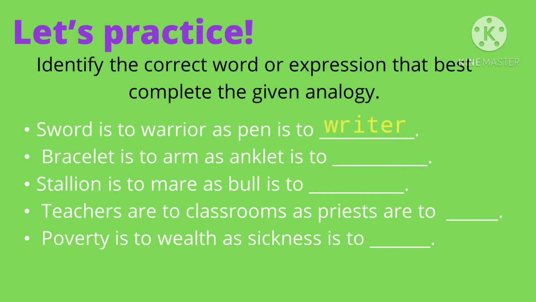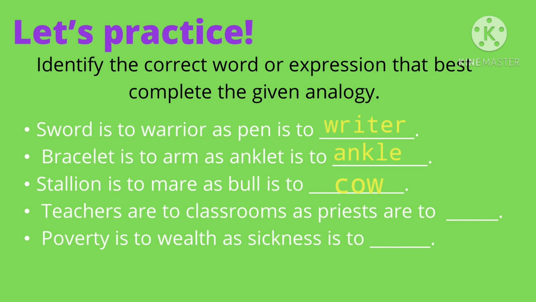Let's have the second one. Bracelet is to arm, as anklet is to blank. A bracelet is being worn on the arm. Okay, anklet could be worn where? In what part of the body? Okay, it will be our ankle. Let's have the next. Stallion is to mare, as bull is to blank. Stallion is paired with a mare, who could be the bull's partner? It's a cow, basically, or a female cow.